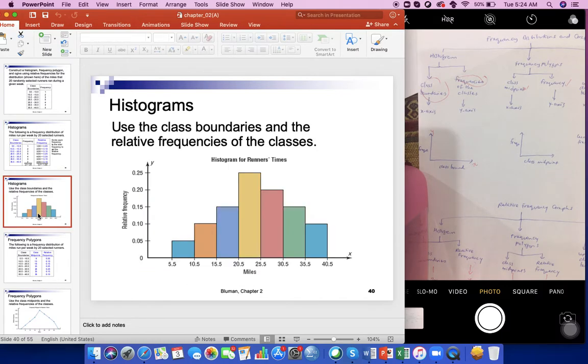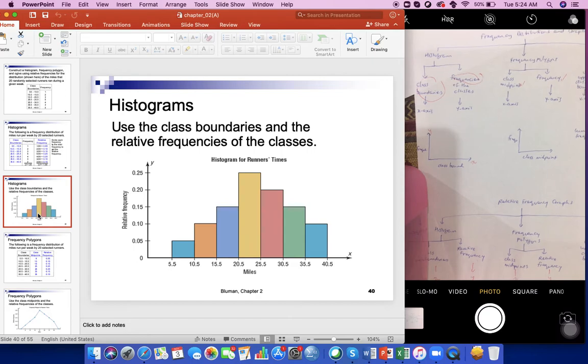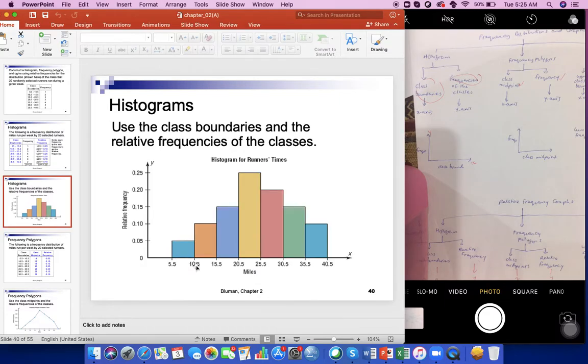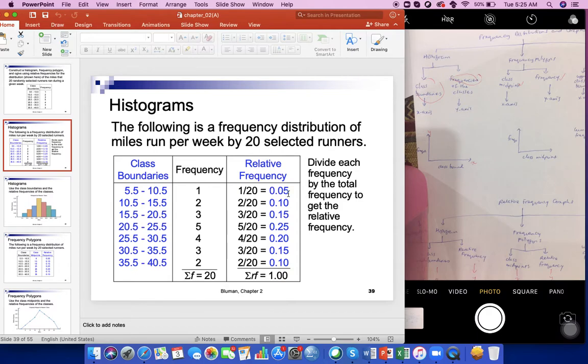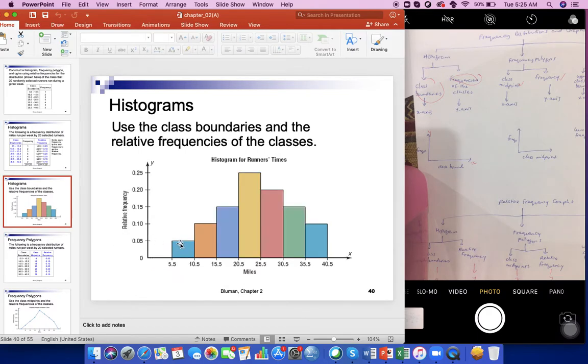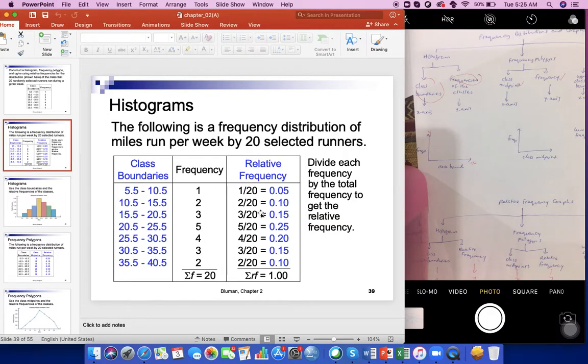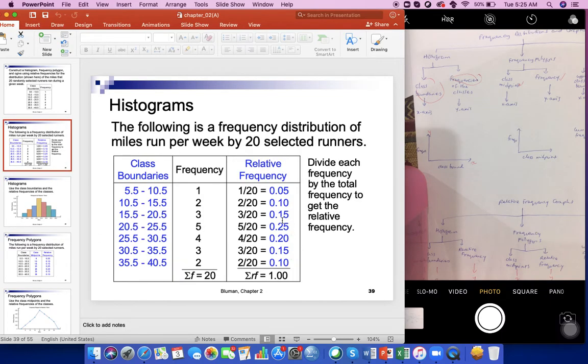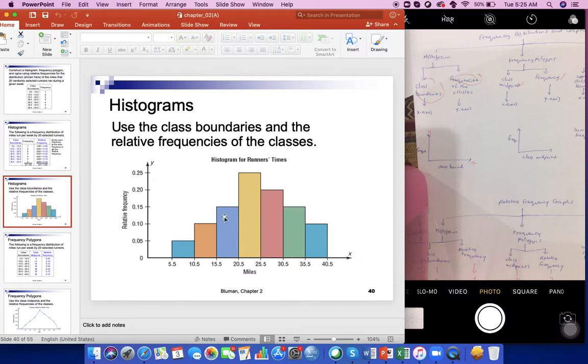The first one is the histogram, using the relative frequency for the y-axis. For the class boundary from 5.5 until 10.5, the height is 0.05. So 0.05 here. The next one is 0.10, so 0.10 here. And then the third one is 0.15, and so on for the rest.